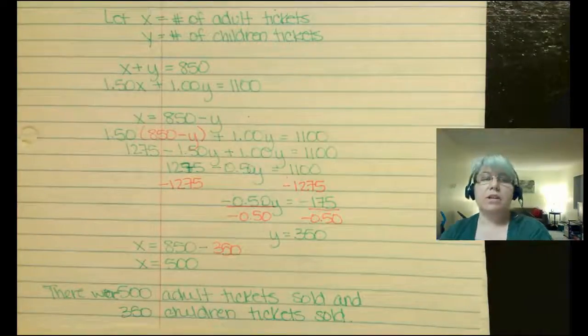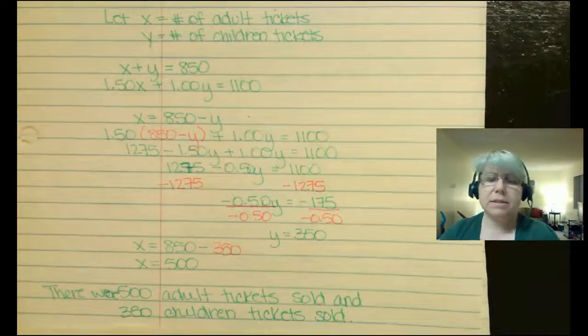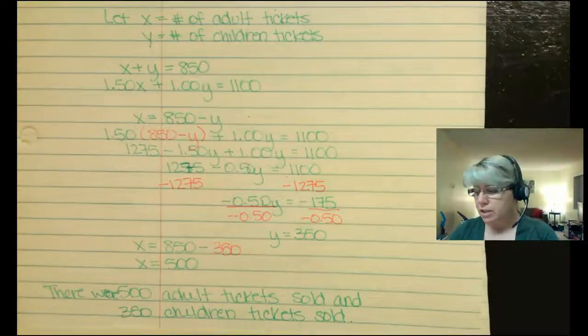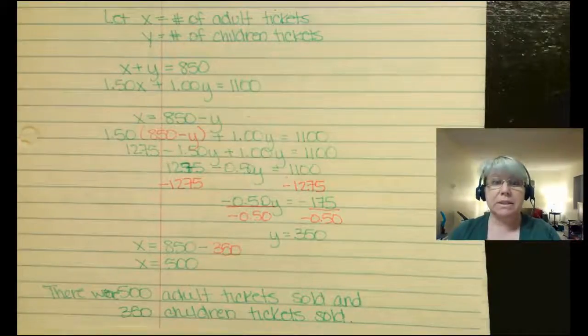Okay. And then you just want to say, is that possible? Yes, it's possible. If the numbers were totally outlandish, I mean, we made $1,100, and if I sold 1,000,000 tickets, that wouldn't have made sense. But 500 adult tickets and 350 children's tickets, that makes sense.